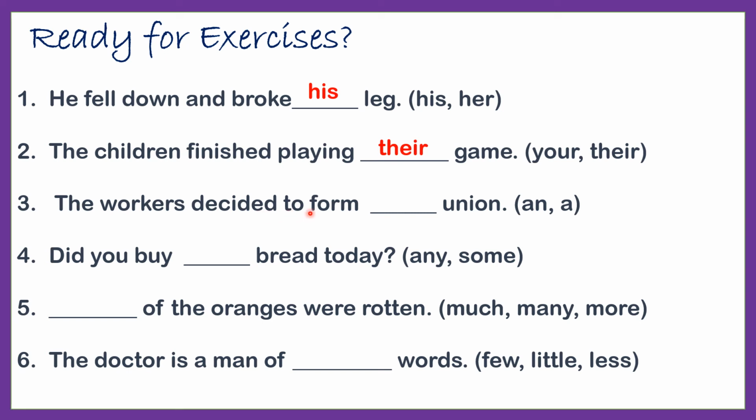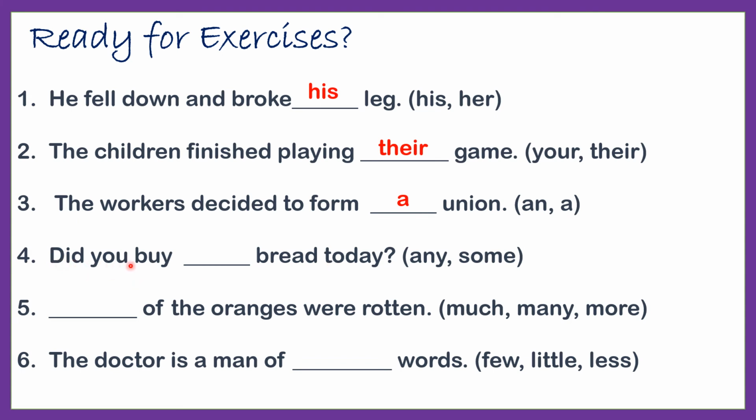The workers decided to form dash union. So options are an and a. Though union starts with the vowel U, it doesn't give us a vowel sound. So we will be going with a.